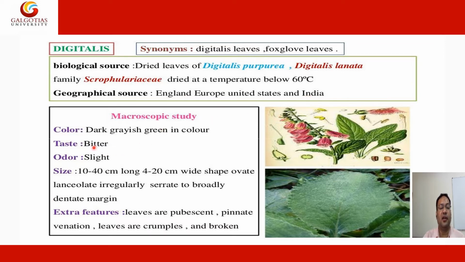Microscopic characters: the color is dark grayish green, the taste is bitter, the odor is slight. The size is 10 to 14 cm long and 4 to 20 cm wide, ovate lanceolate, irregularly serrate and broadly dentate margin. Extra features: leaves are pubescent with pinnate venation, and are crumpled and broken. So you see the fresh green leaves, and this is the diagram of the leaves in pictorial view.